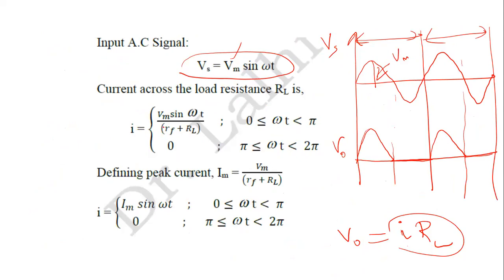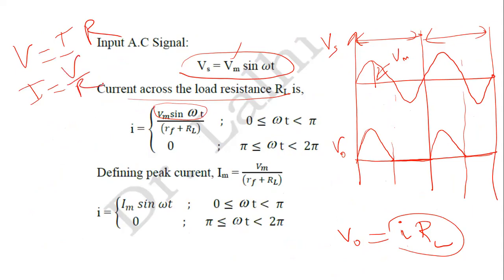Then the current passing through the load resistance will be voltage divided by resistance, according to Ohm's law. So the current passing through the load resistance will be voltage upon equivalent resistance. Current will pass through the load resistance only within this cycle, that is 0 to pi. Within 0 to pi, you have this much amount of current. But within the pi to 2 pi cycle, the current will be 0.